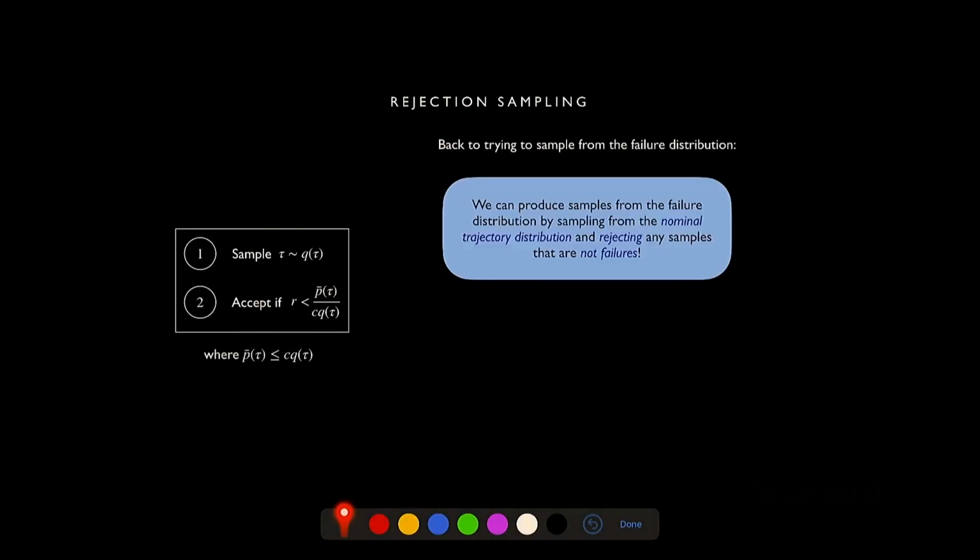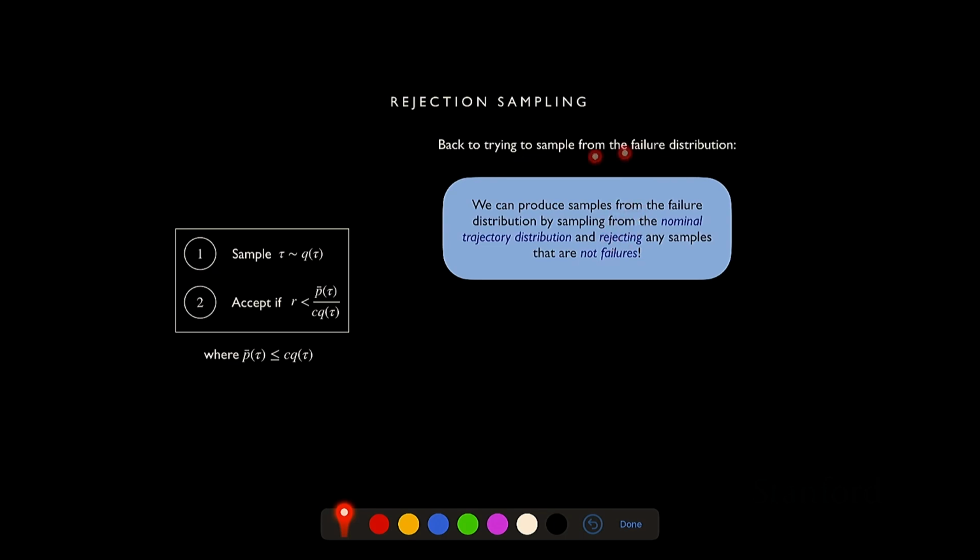Okay, so that's rejection sampling. So here it is all summed up. We just sample from our proposal, accept it with probability proportional to this. And then we need to make sure that we pick our distributions such that they satisfy this. Okay, and so what this tells us is that we can actually produce samples.